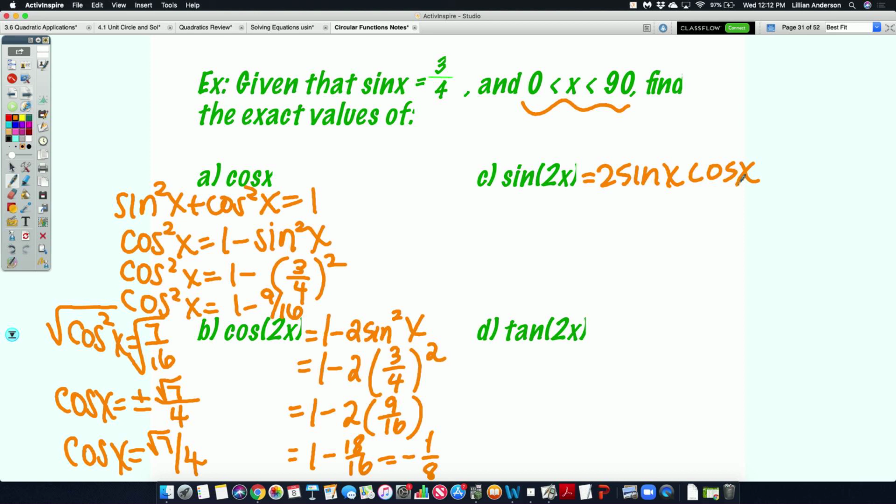So we know that sine x is 3/4, and we know that cosine x is root 7 over 4. So then all we do is multiply those. When you multiply straight across, in the numerators it was 2 times 3. So this becomes 6 square root of 7. And then what's 1 times 4 times 4? Does this reduce? Yes. To what? 3 square root of 7.